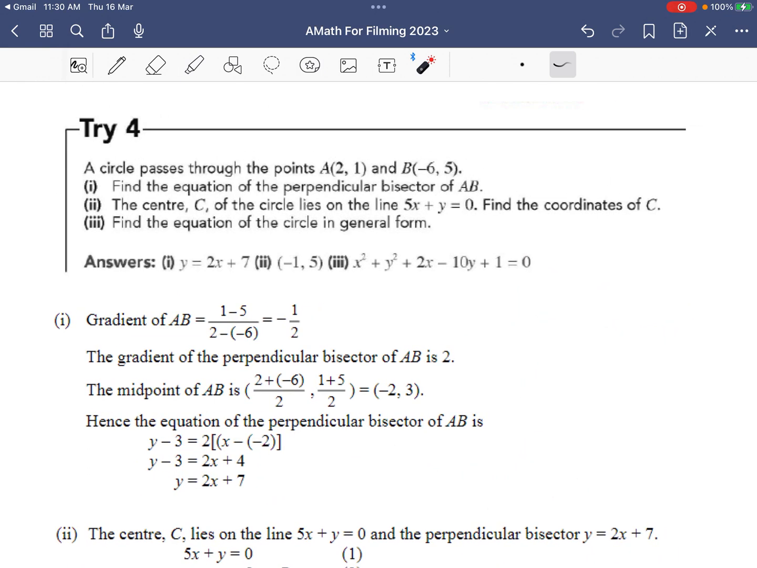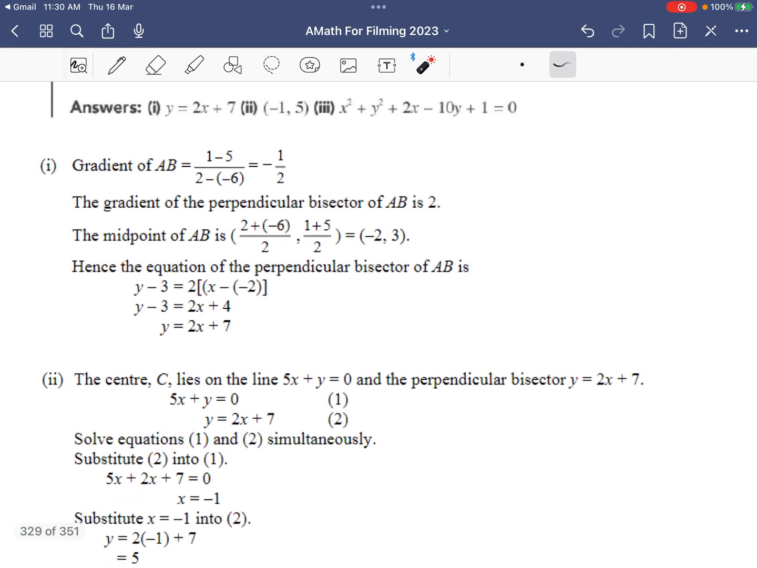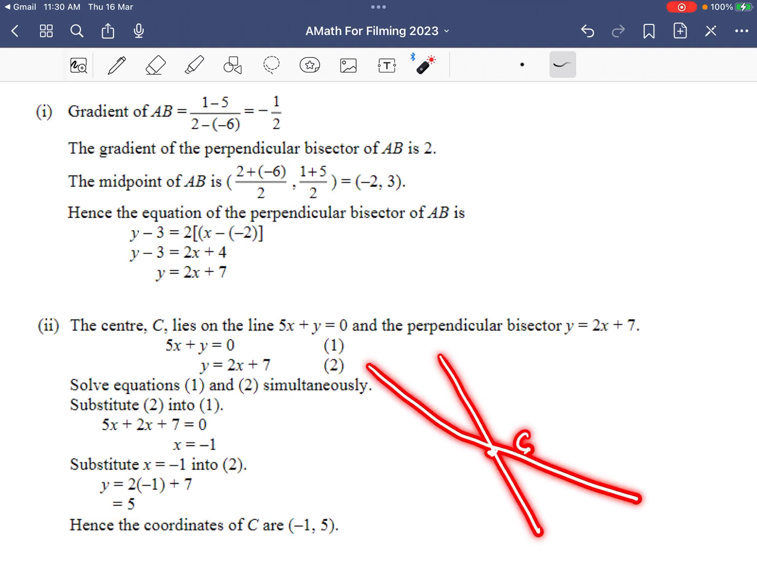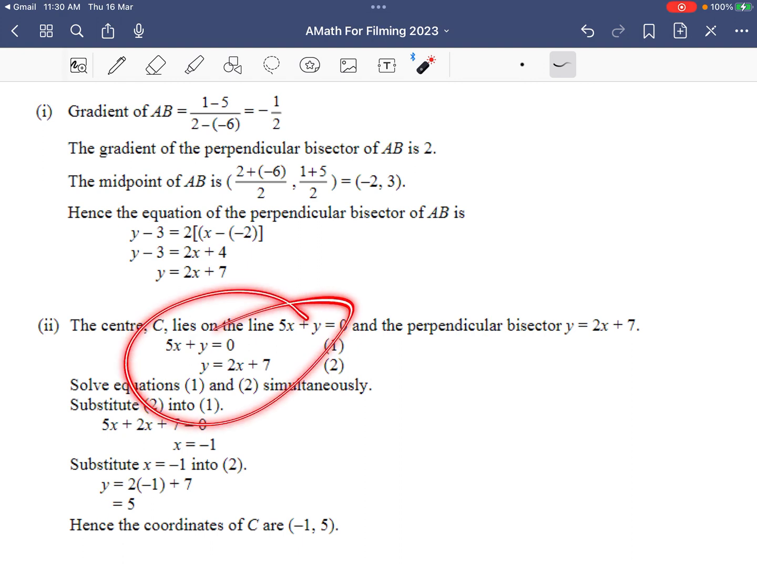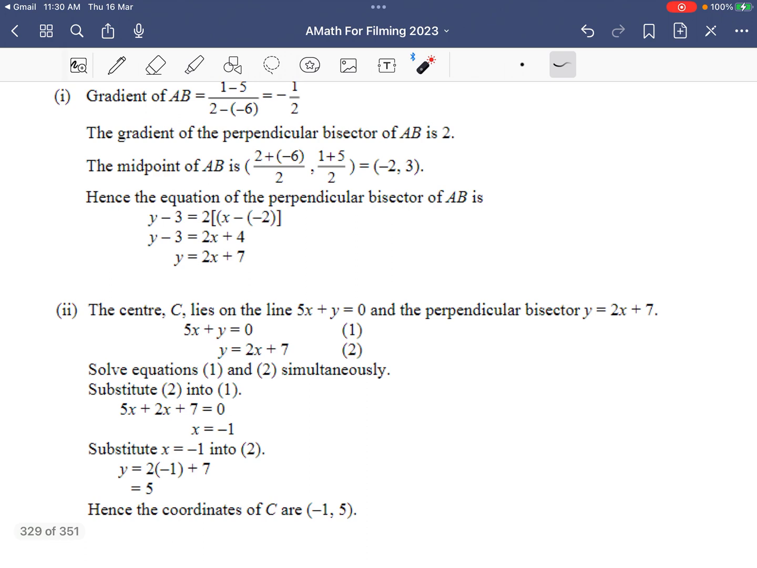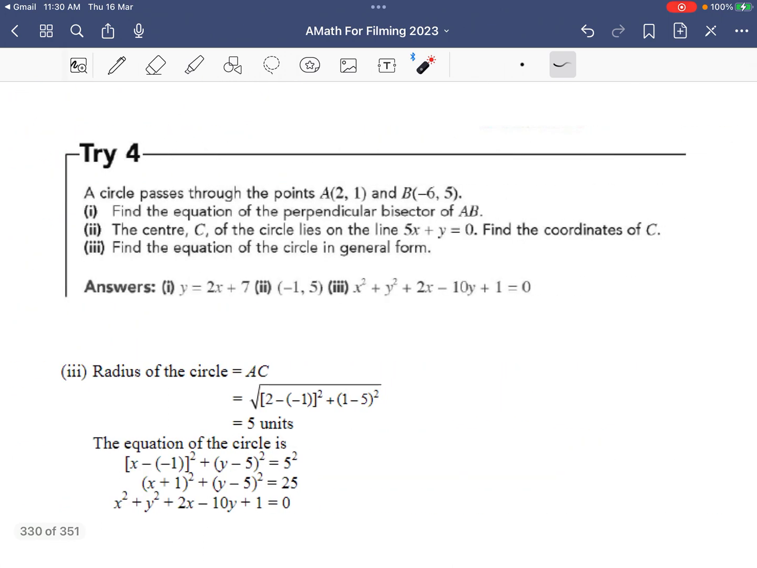Now the center C lies on the line 5x plus y equals 0. So just as we had the other diagram, the perpendicular bisector passes through the center C. Then we have another line, 5x plus y equals 0. It also passes through C. So if you use simultaneous equations, you can find the coordinates of C is (negative 1, 5).